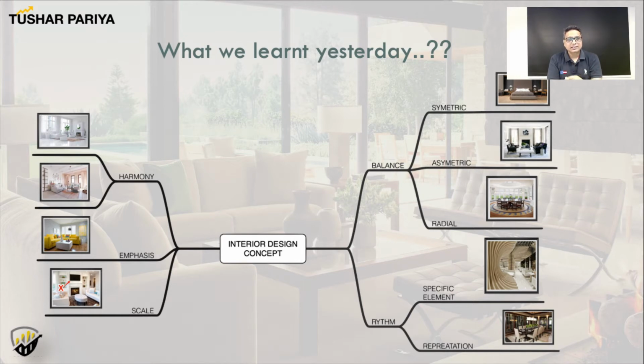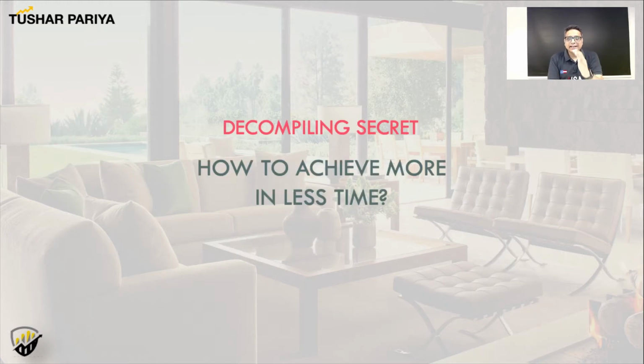Third is scale. Scale is something wherein you need to understand the size of the room and the size of the furniture, and then arrange accordingly. So we'll quickly move ahead to the decompiling secret.